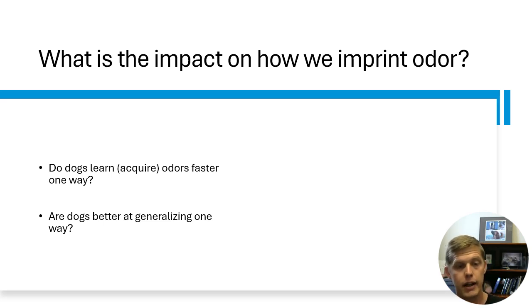And then, are they better at generalizing across varieties of one explosive versus another? In other words, if I train them one way versus another, are they more likely to respond to different varieties of C4, or different varieties of det cord, or different varieties of TNT packaged in different ways, if they were imprinted with one method versus another? That's a fundamental question that we will be answering today.